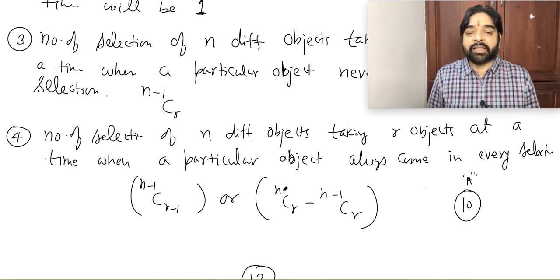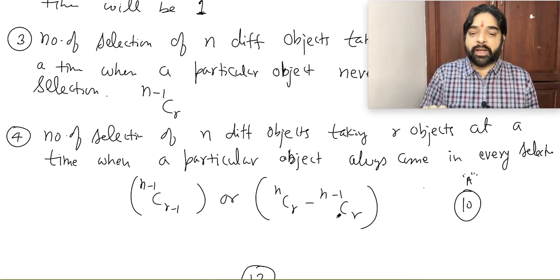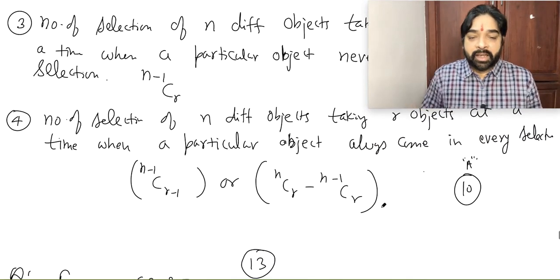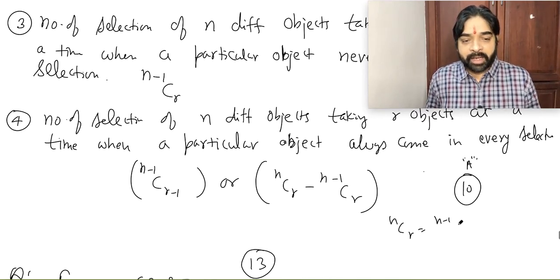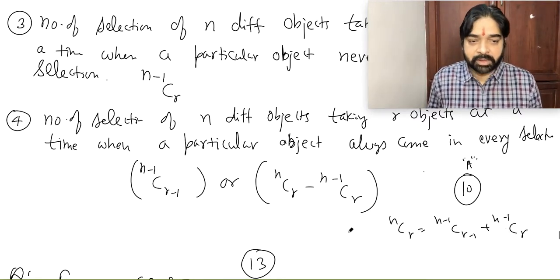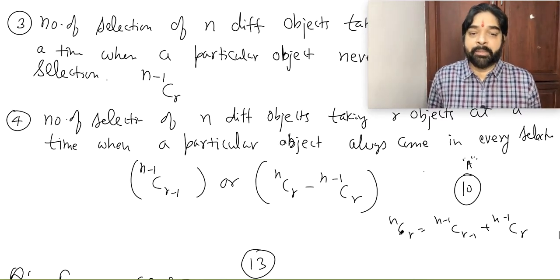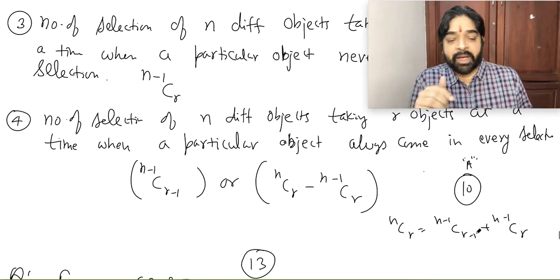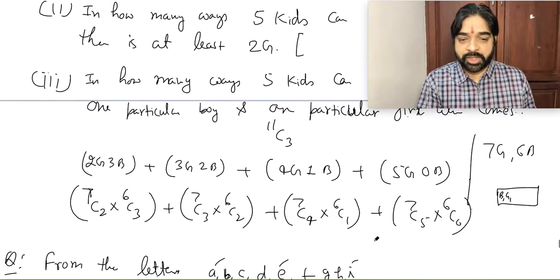Or the other way we can write: the free selection nCr minus the restricted selection which we did in the previous one, n minus 1 Cr. Both are the same value, so these two values will be equal. From there we got the formula: nCr equals n minus 1 Cr minus 1 plus n minus 1 Cr. That is one of the important formulas which you have to remember. That derivation we did earlier using factorials, and now we did it using logic. Then we did a few questions.